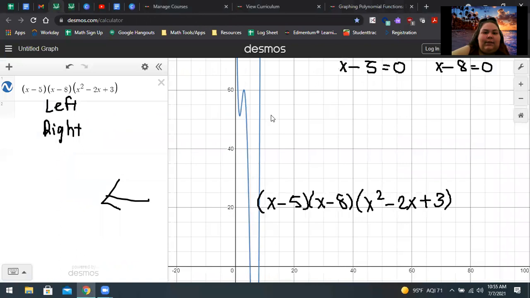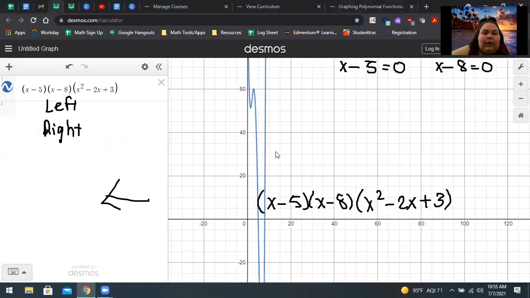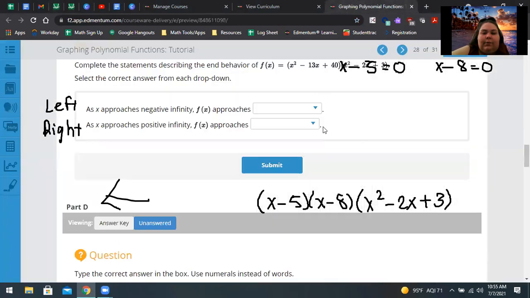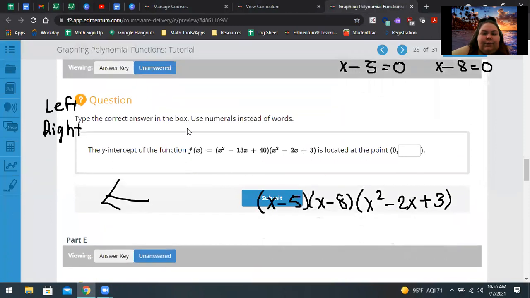Again, go ahead and take a moment. Take a look at the graph. See if you can get a better picture of it by zooming in and out of it. So it says the y-intercept of the function f of x equals x squared. So the same polynomial. You can do this algebraically, or, if you already have it graphed, you can go ahead and take a look at the graph.